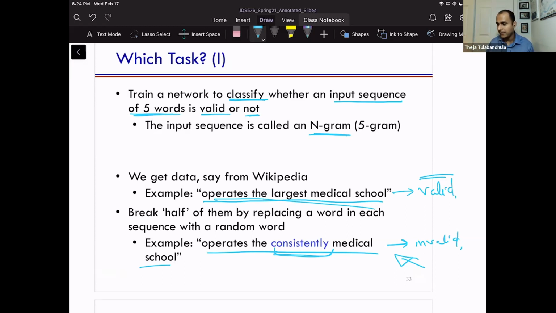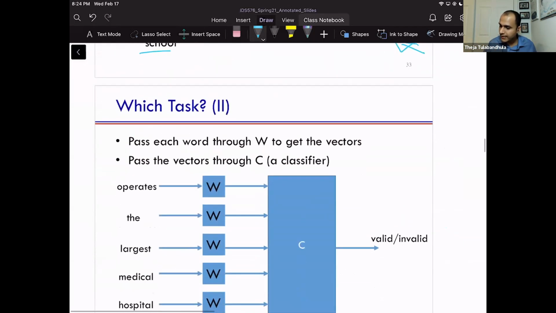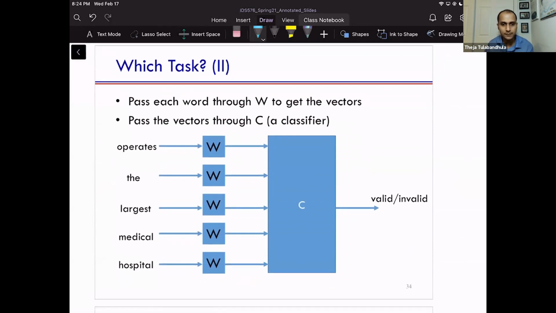Now we have this training data, and here's what our model would look like. What we want to do is learn the embeddings, the parameters we mentioned. We're going to pass each word through the same embedding function, with the same parameters. For each word it's going to maintain a vector. So for "operates" there'll be maybe a random initial vector, for "the" there's an initial vector, for "largest" there's an initial vector, and so on.